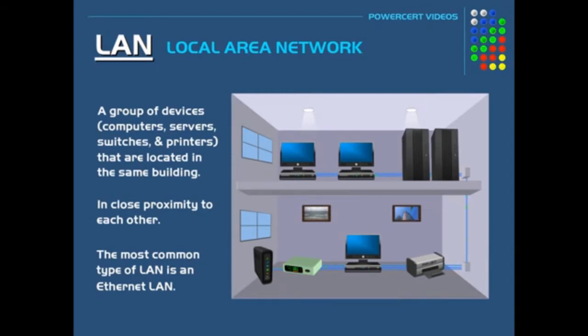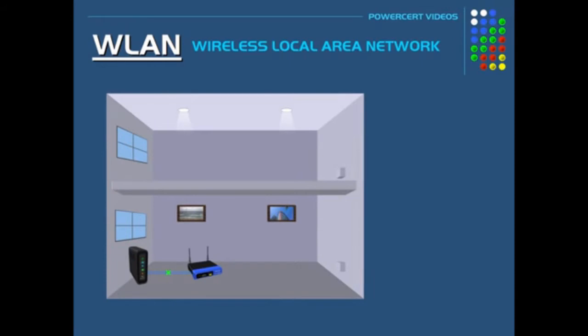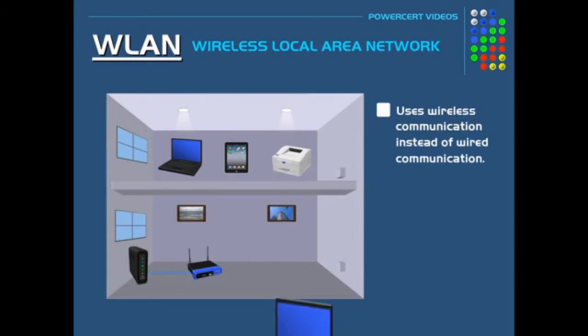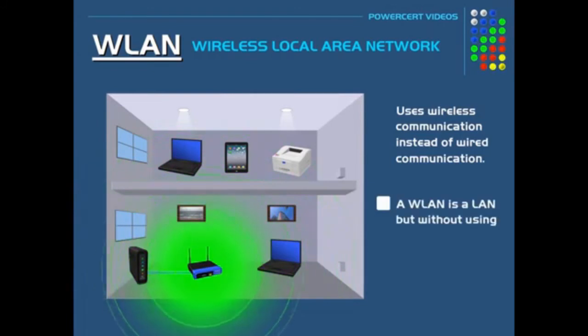Now, a WLAN, or Wireless Local Area Network, is a local area network that uses wireless communication instead of wired communication. A wireless LAN is defined as having at least two devices that use wireless communication to form a local area network. A wireless LAN will typically have a Wi-Fi router or a wireless access point for wireless devices such as laptops, tablets, wireless desktops, and smartphones to communicate. So in simple terms, a wireless LAN is a LAN but without using cables.